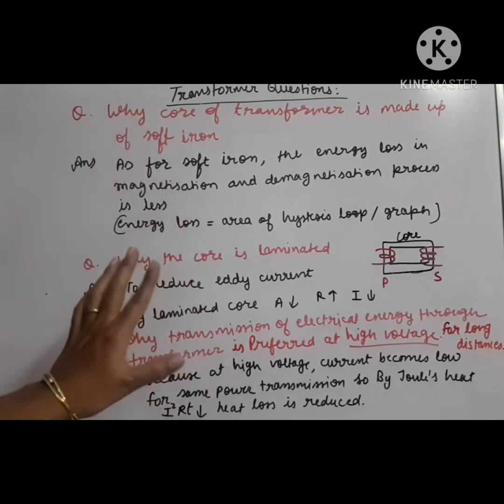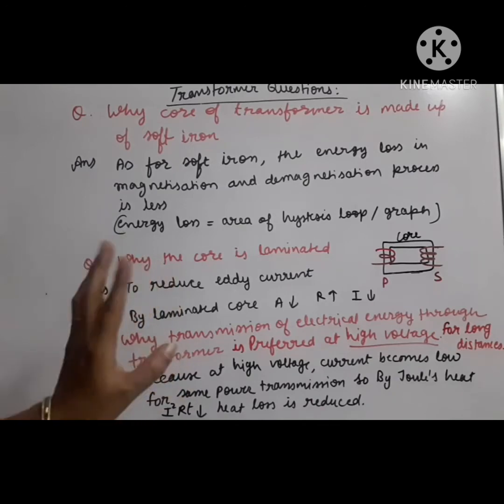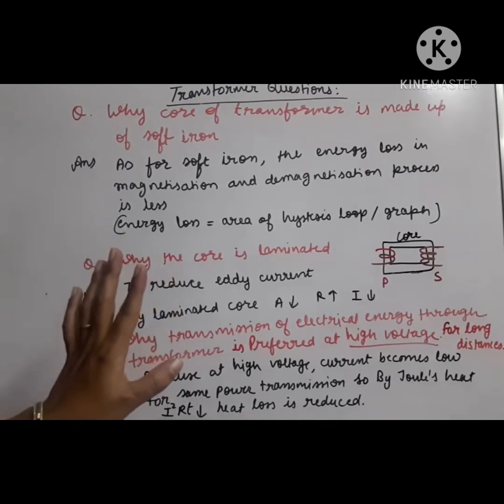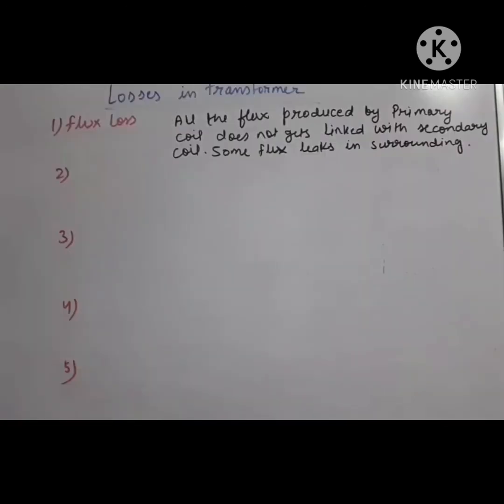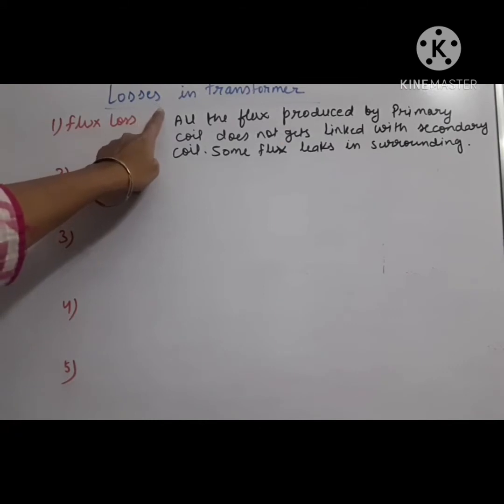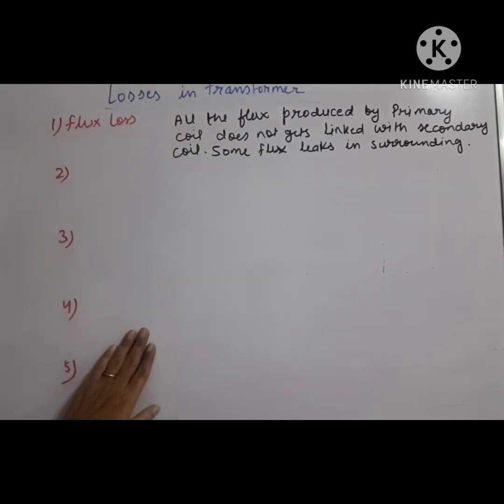Now we have to understand the losses in the transformer. Till now we were assuming the transformer to be ideal. Now we will consider the losses also. Let us continue understanding the last subheading of transformer. One question is related to losses in transformer. There are a total of 5 losses which can take place in the transformer device.